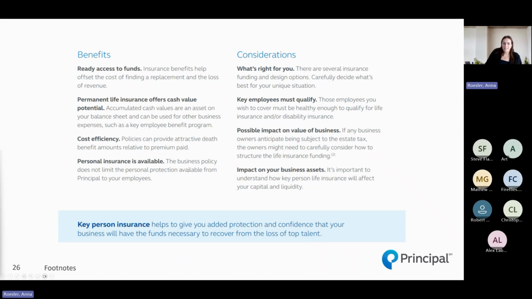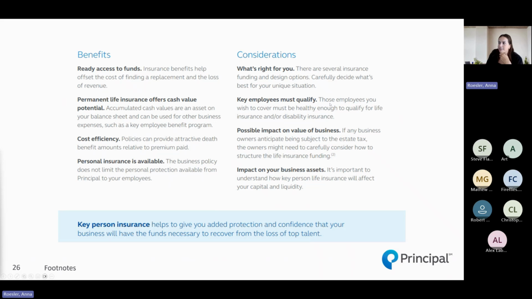And then the last benefit is personal insurance is available. The business policy doesn't limit personal protection, so they can have a policy on the insured that's owned by the business. The insured could have their own policy for personal reasons, or if the business wanted to provide some kind of bonus or incentive, they could also set up a plan where the employee's family is the beneficiary.